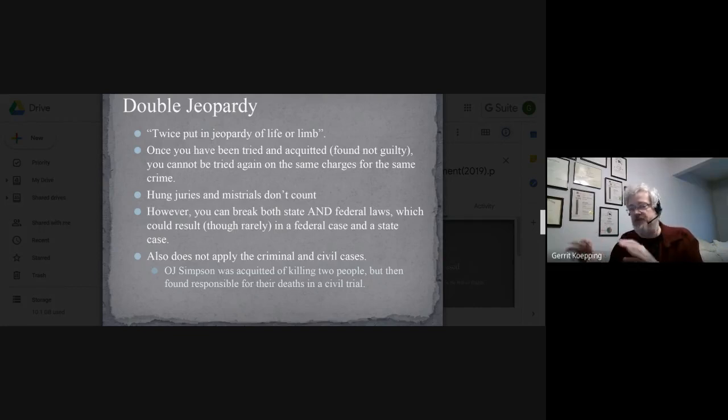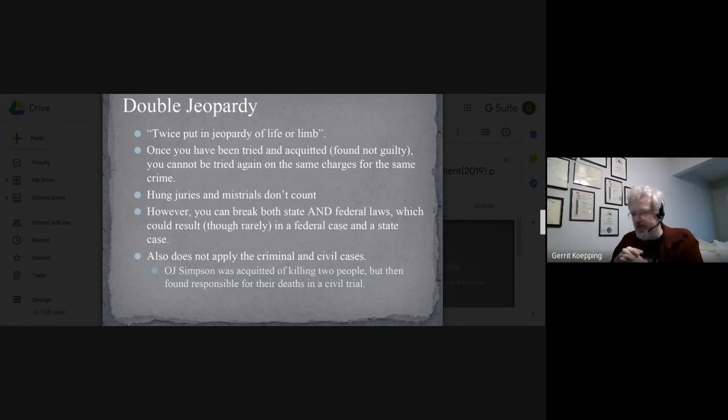Now, you could be charged with something different. Maybe instead of being charged with a felony for, I don't know, robbery, maybe they'll charge you for shoplifting, which is a misdemeanor. There might be civil litigation involved where maybe the shop owner would sue you for the value of the candy bar. Who knows? But the idea is if you've been tried and acquitted, you cannot be tried again. Now, hung juries don't count, mistrials don't count. So if the jury ends in a mistrial, the government can try you again.